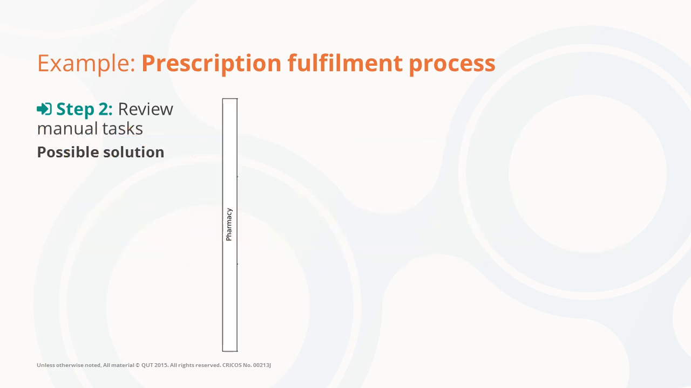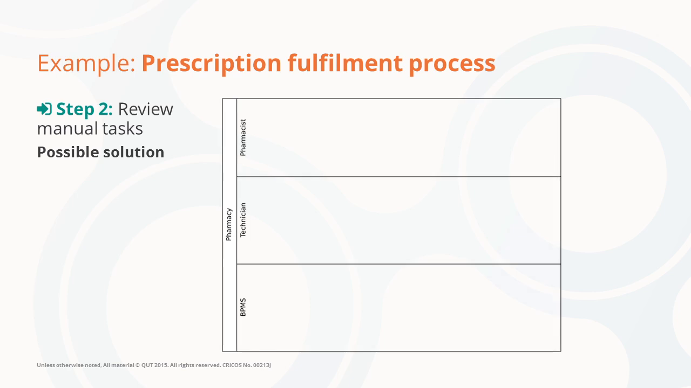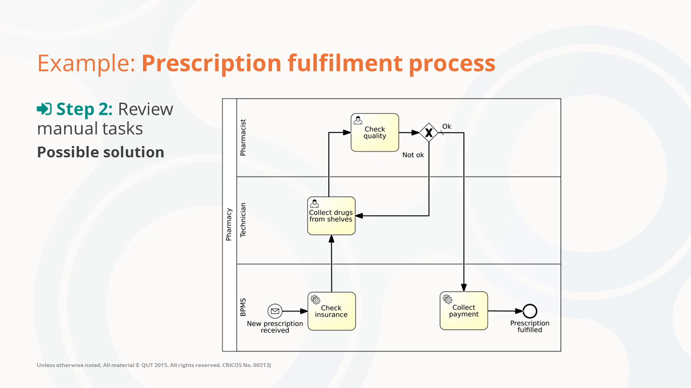So the possible solution would then be that we have a pharmacy pool with 3 lanes: the pharmacy system, the technician, and the pharmacist. The process starts once a new prescription has arrived, for example, electronically submitted by the customer or manually entered into the system by the technician, upon which the activity check insurance is automatically performed by the BPMS. Then the technician collects the drugs and notifies completion of this task through a user task. Similarly, quality check is done through a user task. And finally, the collection of the payment is done by means of a service task by the BPMS itself, upon which the prescription is fulfilled and so the process completes.